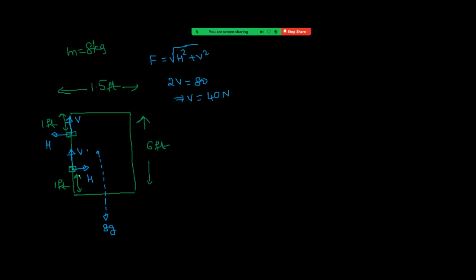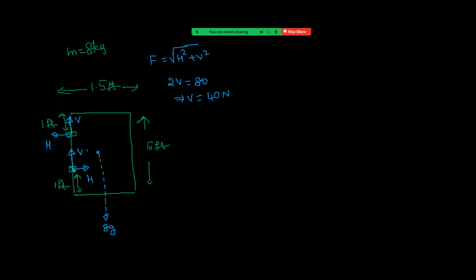Next, to find the horizontal component, now take the torque equation. Since net force is 0, we can take torque about any point. Let us take it about the bottom hinge, because of this H and this V, the torque becomes 0 about the bottom hinge. Remaining is only due to weight mg and due to the horizontal component of hinge reaction.